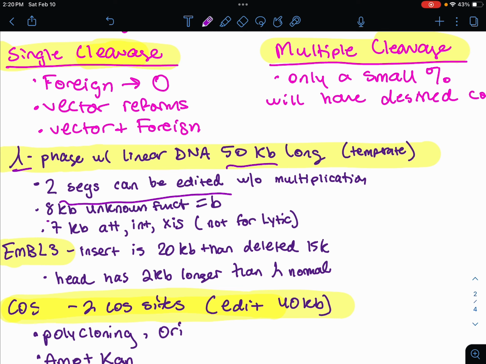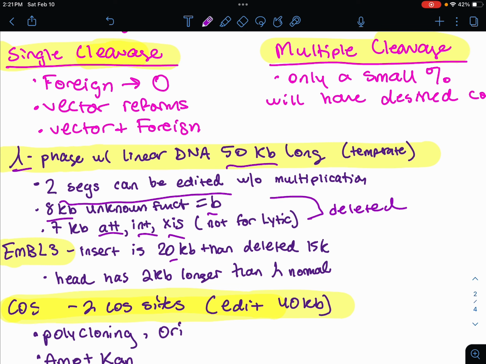There is an 8 kilobase region of unknown function. This is known as the B region. And an adjacent 7 kb long region that contains att, int, and xis, and these are not needed for the lytic cycle. These 3 regions, that 7 kb. We also have EMBL3. This is a lambda-derived vector. The insert can be 20 kb or more, replacing the deleted lambda fragments of 15 kb. So in total, we're going to be deleting these 2.